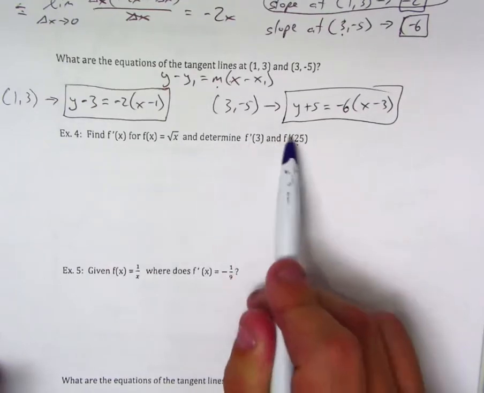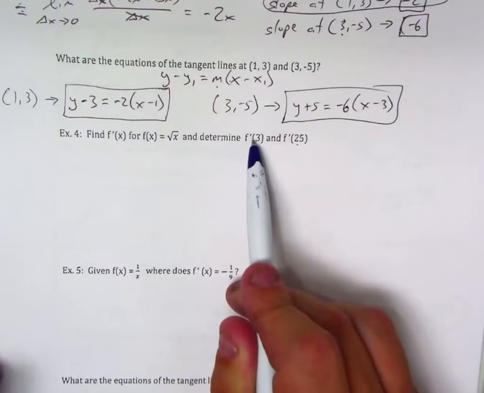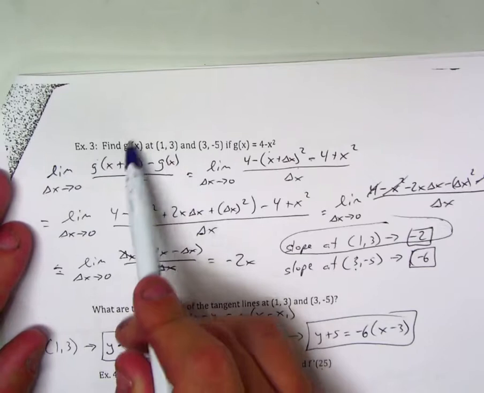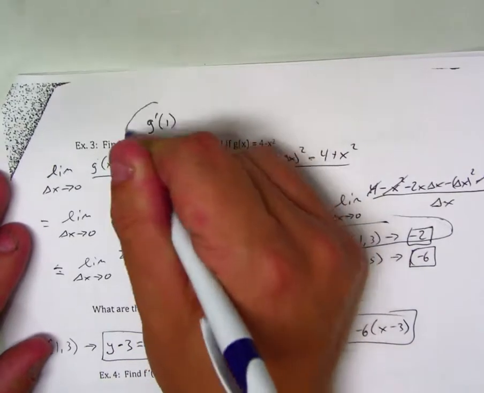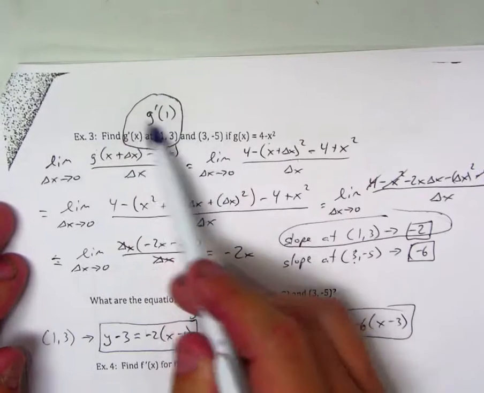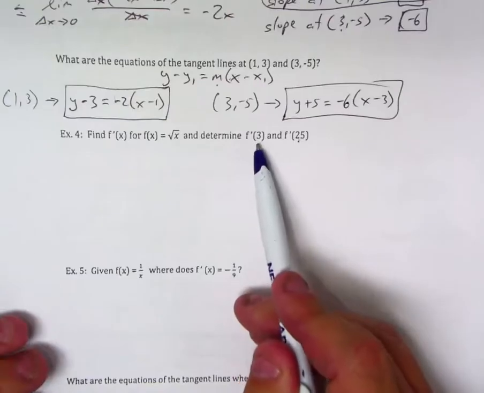What this is asking, this is new notation. This is saying find the slope of the tangent line at 3. We could have taken this problem up here when it said find g prime of x at 1, 3, and we could have said find g prime of 1. They mean the same thing. It's the same notation, and this is just a quicker way to write it. So what we're asking for is what is the slope of the tangent line at 3?